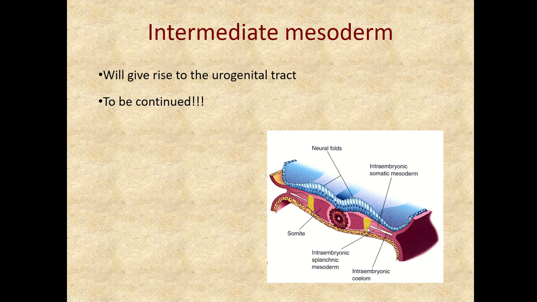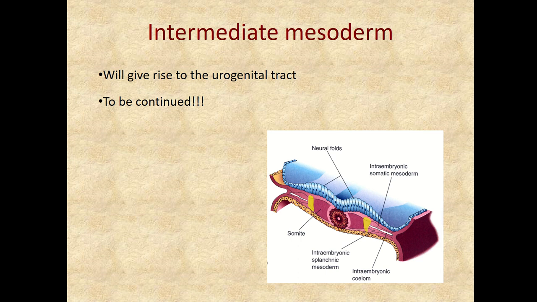All right, the intermediate mesoderm, which is the next one when you're going from medial to lateral, the next block of mesoderm, it's a little bit smaller, is going to give rise to the urogenital tract. And that's all you have to remember. Intermediate mesoderm, urogenital tract.